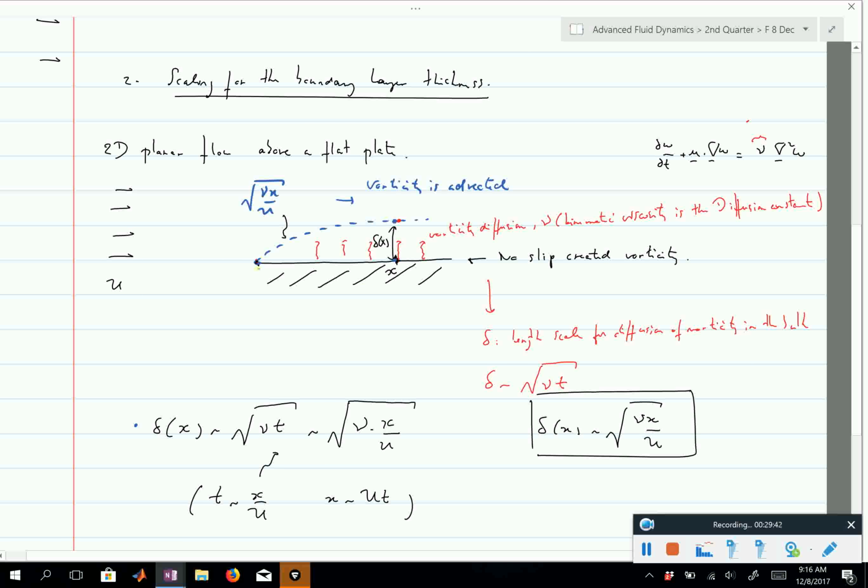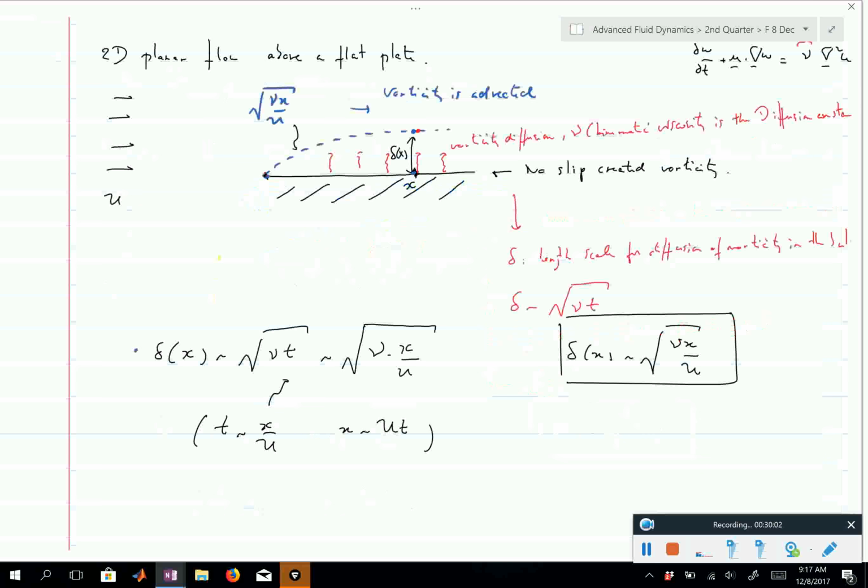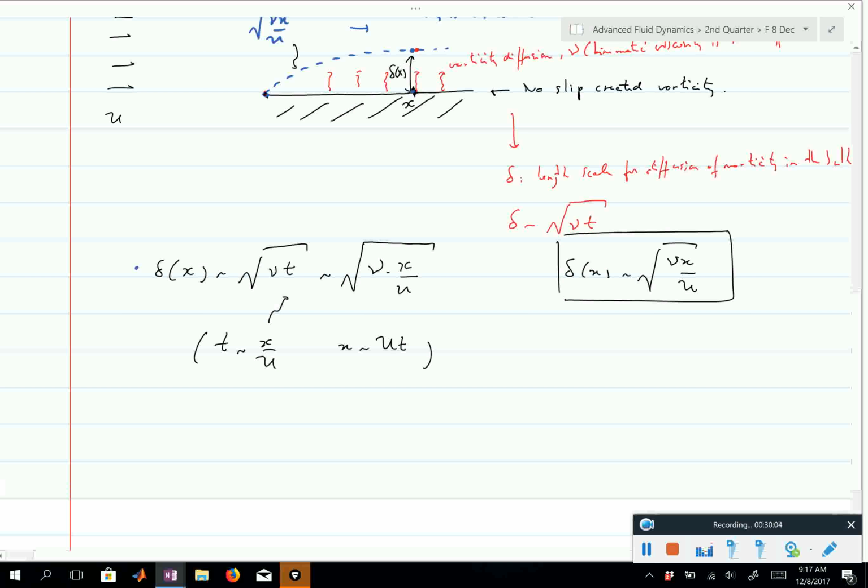Now what is this time? It's the time for which the vorticity is going to be advected downstream, and given that the velocity is U, this is an advective transport, so that time scale is x divided by U. If it's still unclear, just listen to it again until it permeates.